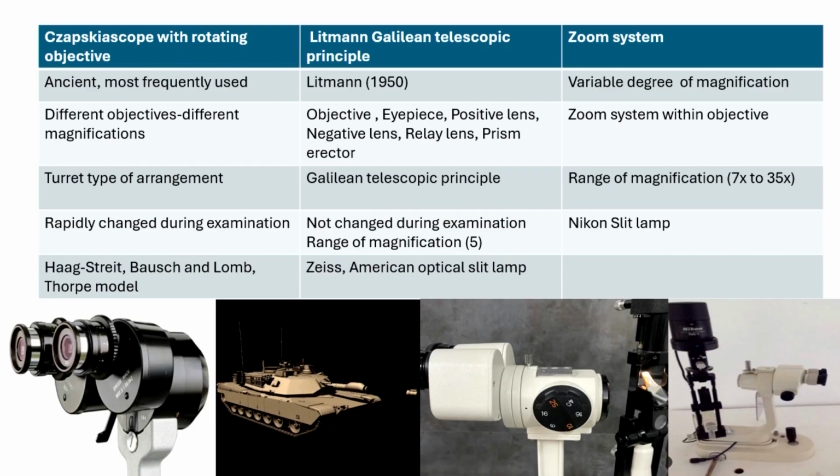Next is the zoom system, with a variable degree of modification of the magnification, and the zoom system is employed within the objective. The range of magnification is from 7x to 35x. It is introduced into the Nikon slit lamp.